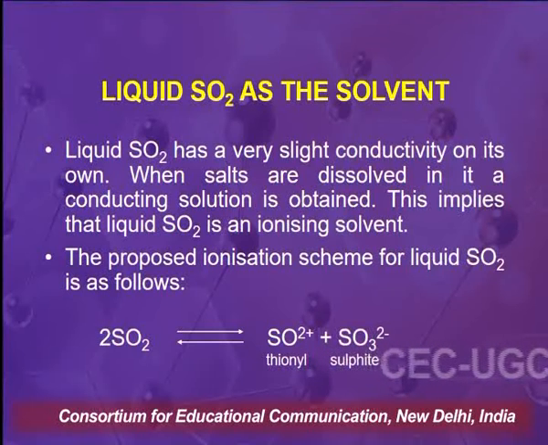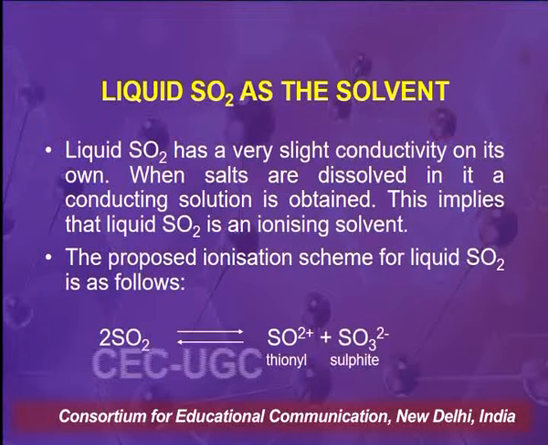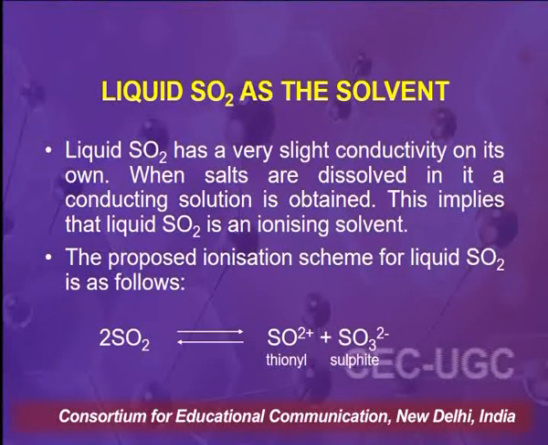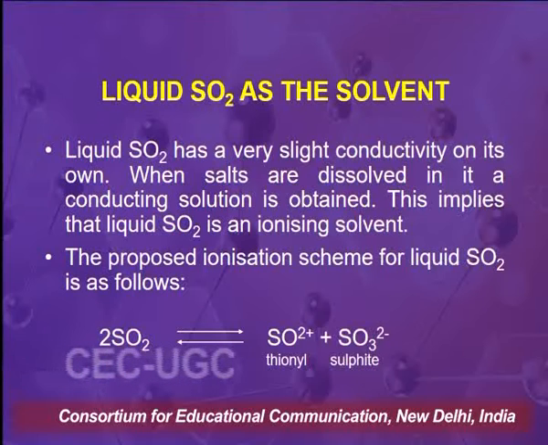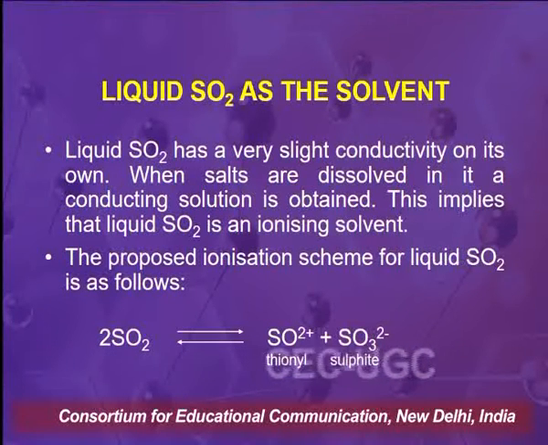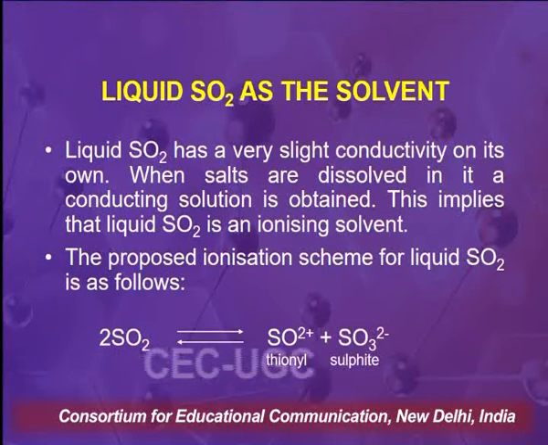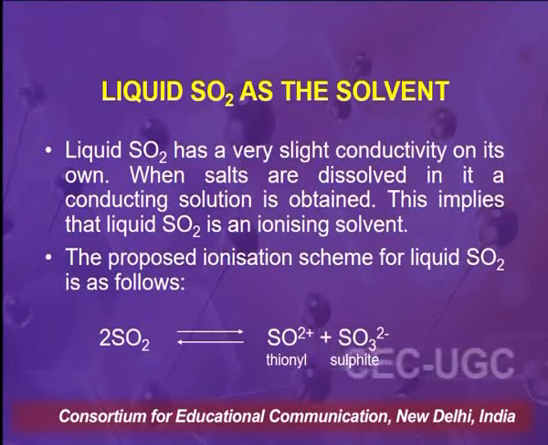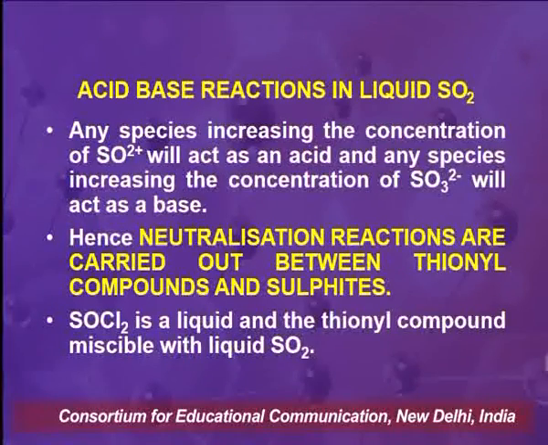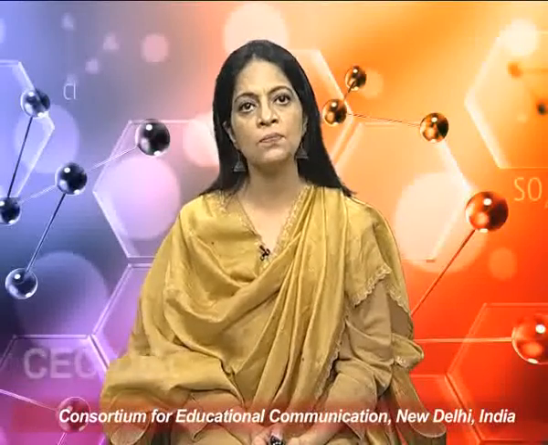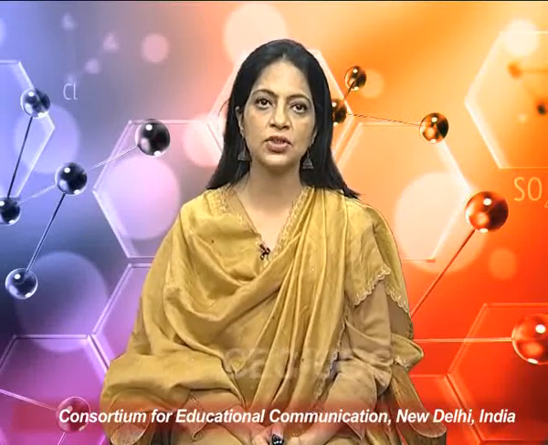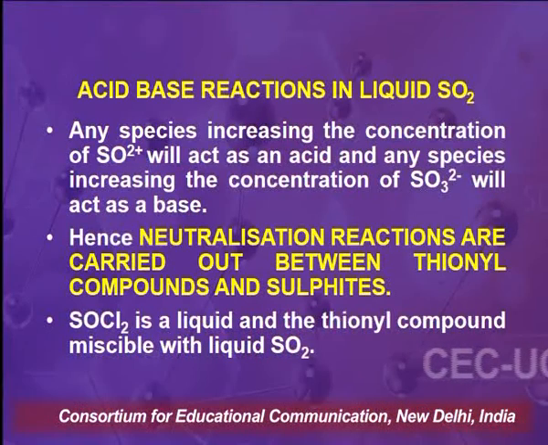The proposed ionization scheme, or as we can say, the auto-ionization scheme for liquid sulfur dioxide, is wherein sulfur dioxide auto-ionizes to give the thionyl ion and the sulfite ion, SO2 giving SO2+ plus SO3 2-. This is an auto-ionization reaction where sulfur dioxide as a solvent itself ionizes to give respective ions. Just like we have studied the various classes of reactions in liquid ammonia, similar classes of reactions are seen in liquid sulfur dioxide also.